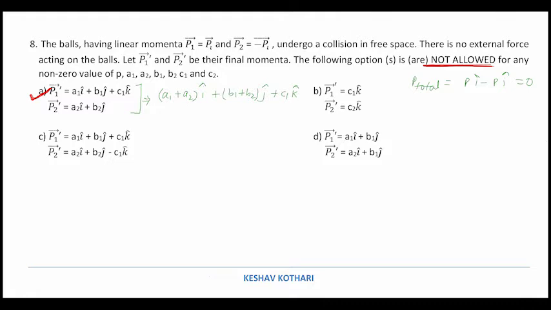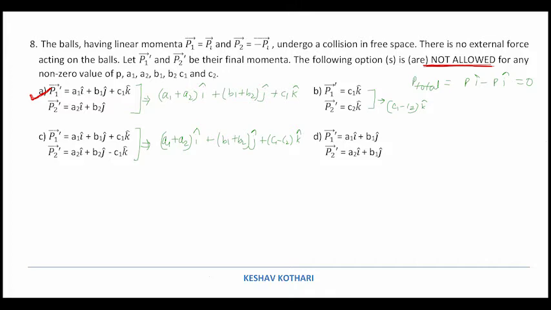In the second one, we can get the final momentum as 0 because it will be c1 minus c2 k, and non-zero values of c1 and c2 can give us the value equal to 0. So this is not holding true, because it is a true statement, whereas over here we are asked for not allowed. If we look at the third option, we will obtain a1 plus a2 i cap, b1 plus b2 j cap, c1 minus c2 k cap, and again the non-zero values can fetch us zero momentum, so this is also not allowed.